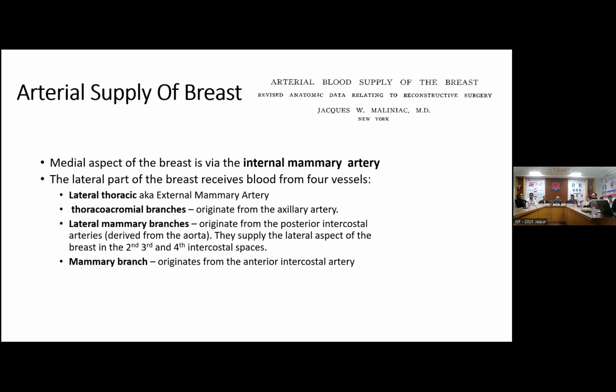Now we come to the breast arterial supply, which is important for us. The pioneering work was done by Jacques Malinac in the 1940s. In his paper, he defined the various blood supplies to the breast skin, the NAC, and the breast parenchyma. As we know, the breast is supplied by the perforating branches of the internal mammary artery, the lateral thoracic artery, which is also called the external mammary artery, thoracoacromial branches, lateral mammary branches, which are the intercostal arteries, and the medial mammary branches, which are the anterior intercostal arteries.